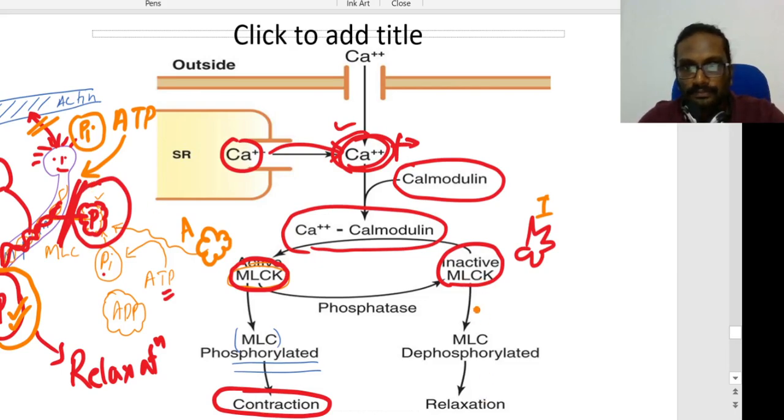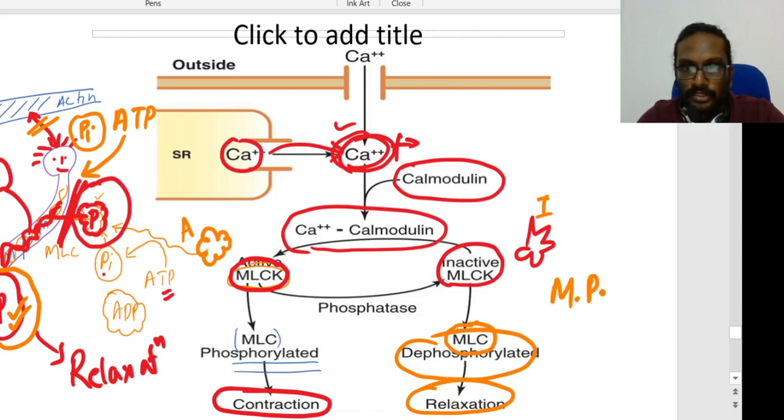So the myosin light chain dephosphorylation and relaxation. For this part to occur, you need myosin phosphatase, and the concentration of myosin phosphatase is a very important factor for regulating the tone of your smooth muscle.